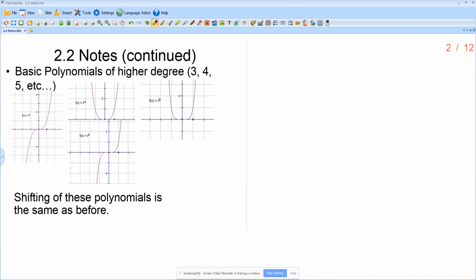Shifting of these polynomials is the same. So if we talk about a horizontal or a vertical shift, throwing all the way back to section 1.4, those properties work the same way with polynomials of higher degrees. So a shift up 3 means there's plus 3 at the end.